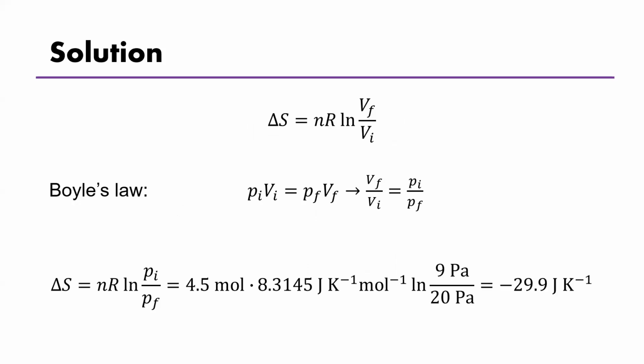So we can include this now in the equation, and we have 4.5 moles. The universal gas constant is 8.3145 joules per Kelvin per mole. And then we have the logarithm of 9 Pascal over 20 Pascal. And we see we have a negative change in entropy, which is minus 29.9 joules per Kelvin.